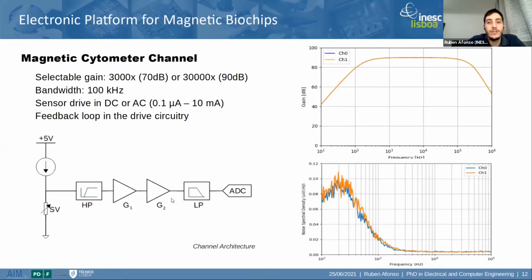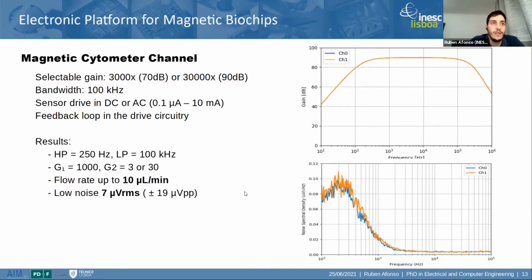In short, each electronic channel developed has a similar architecture to this. We have a current source from 100 nanoamperes to 10 milliamperes, directly biasing a spin valve, a high-pass filter to remove the DC component, two amplification stages, the first one with 1000 and the second one with 30 to have a total gain of 90 dBs. And finally, a low-pass anti-aliasing filter at the system bandwidth.